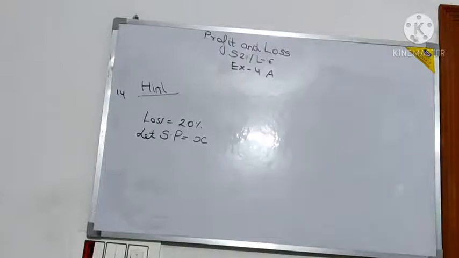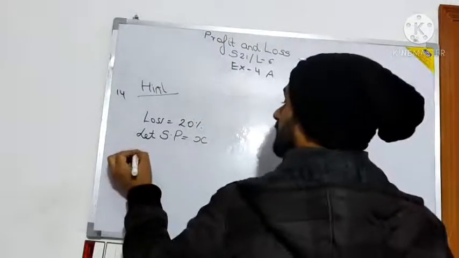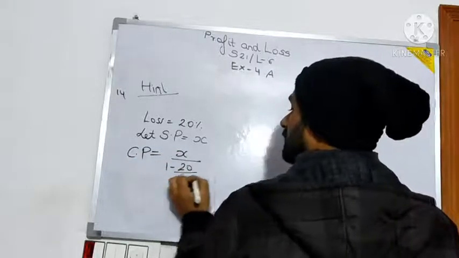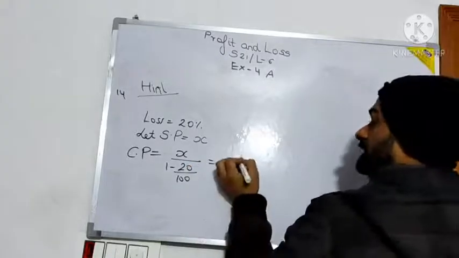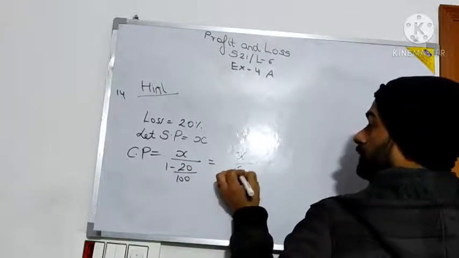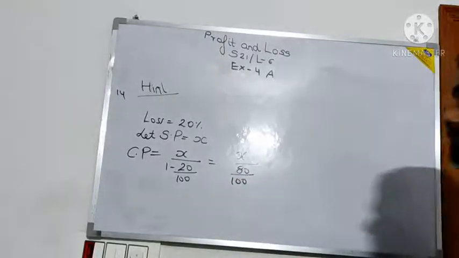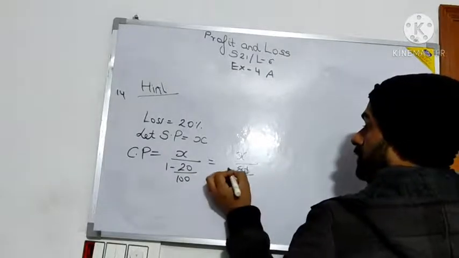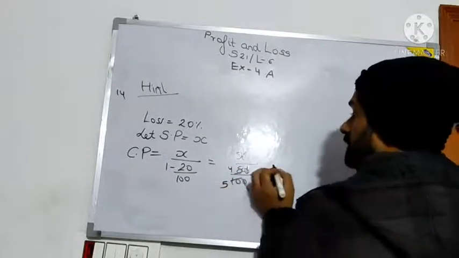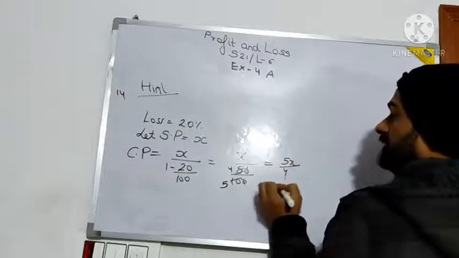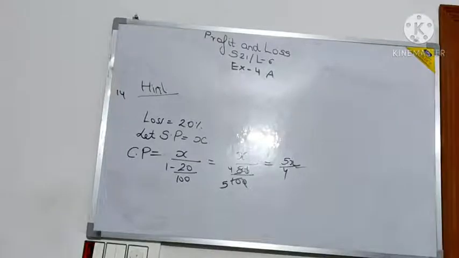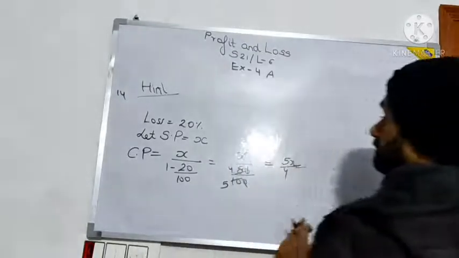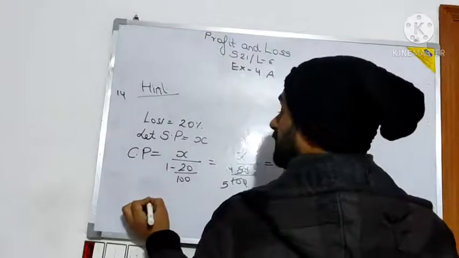And with the SP as X and 20% loss, what do you get as CP? Some CP you will get: X upon 1 minus 20 upon 100. Still I am telling you the hint only. So it will be X upon 80 by 100. So it will be 5x by 4, that will be CP here. But this 5x by 4 is not the answer. So with this CP, what is the new SP that you have got?